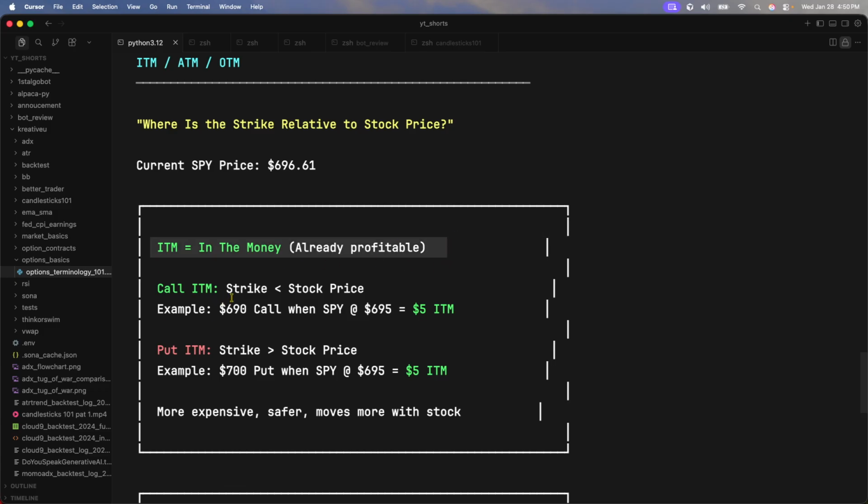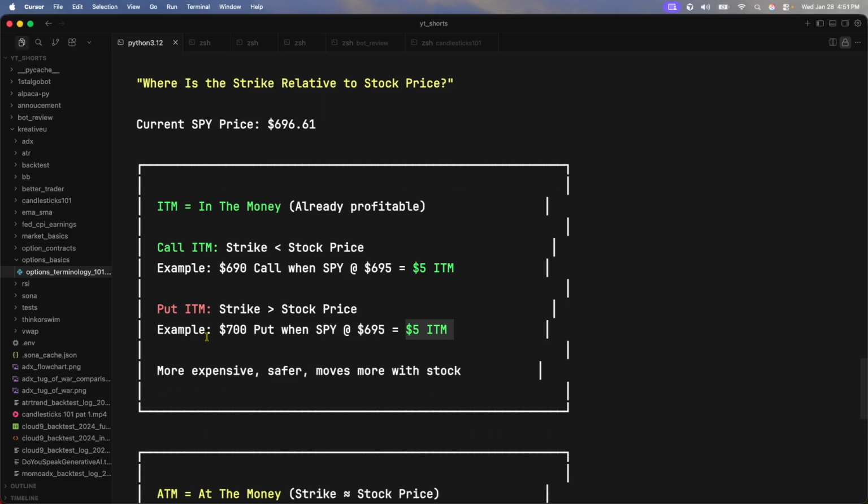A call is in the money when the strike price is less than the stock price. So a call of 690 when SPY is 695 is $5 in the money. A put is in the money when the strike price is greater than the stock price. So a put of 700 when SPY is at 695, we have in the money of $5. More expensive, safer, moves more with the stock. So this is almost a one-to-one move with the stock, and that'll make sense a little bit later.